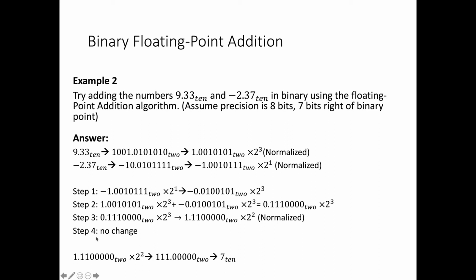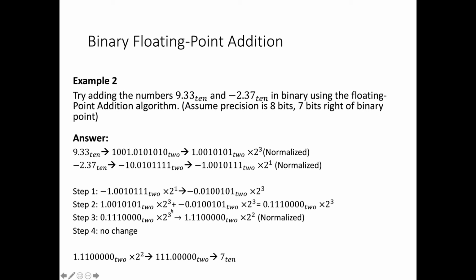And step 4 is to round the number. Since the remaining bits are all zeros and it requires 7 bits right of the boundary point, the final result of this question should be 1.11 times 2 to the power 2. To double check whether we get the correct result, we can translate this binary number into a decimal number. And 1.11 times 2 to the power 2 is 111, which is 7.